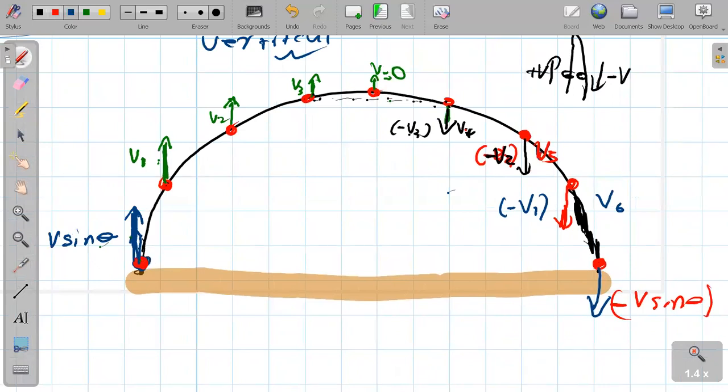Okay. What about the starting? What about the starting? What is the component at the starting? Yeah. Good. It is V cos theta.